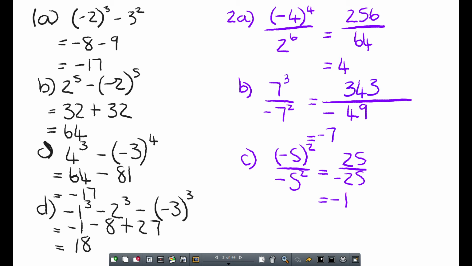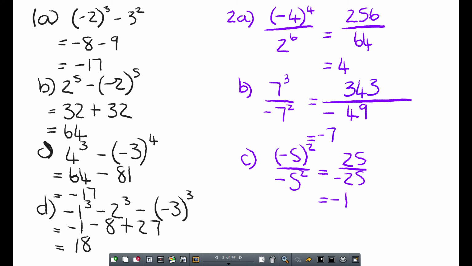Okay, then at B, please remember that this negative, now I've got to use a different color, sorry. This negative has got nothing to do with that to the power of 2. So that's my answer is minus 49. And then the 343 over negative 49 would give me a negative 7 as an answer.